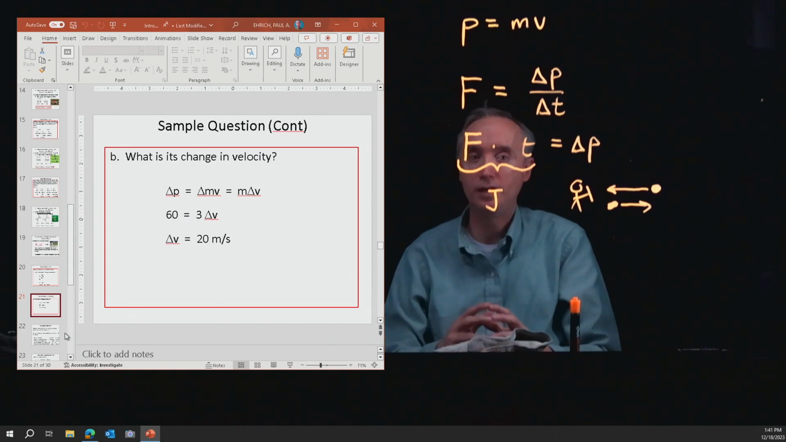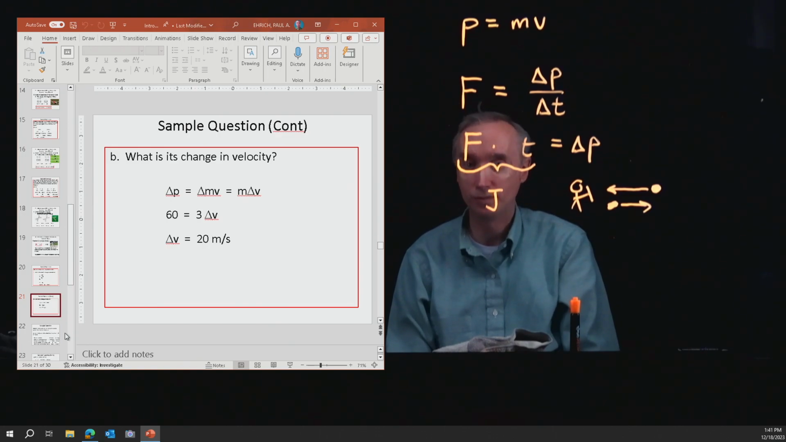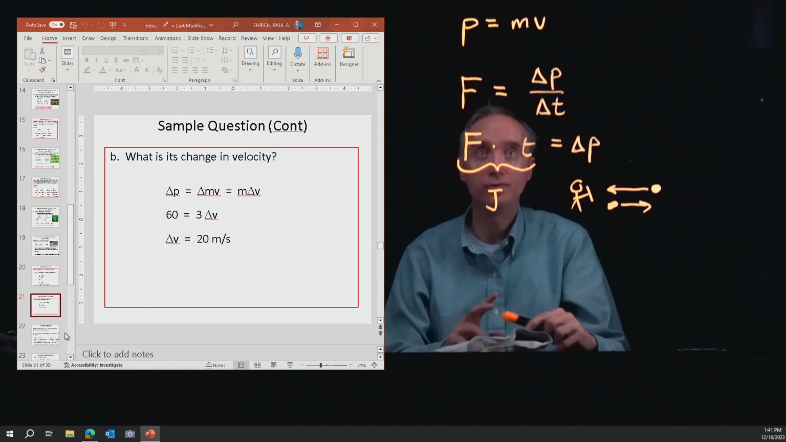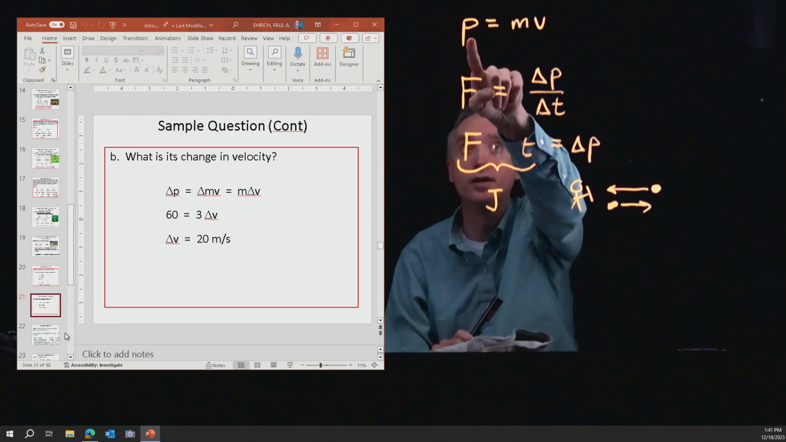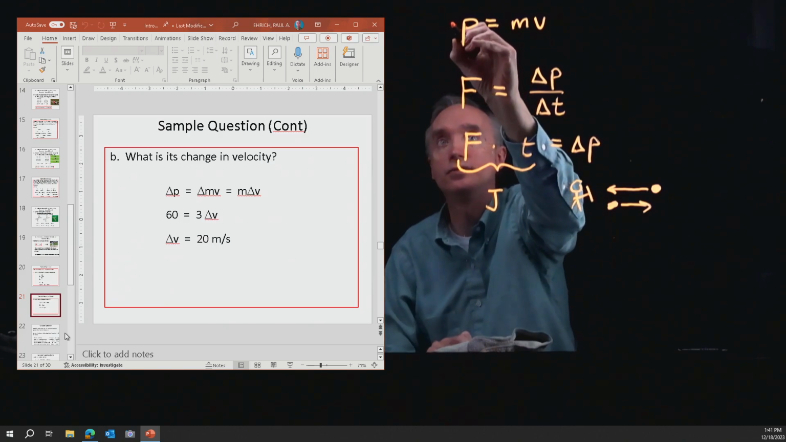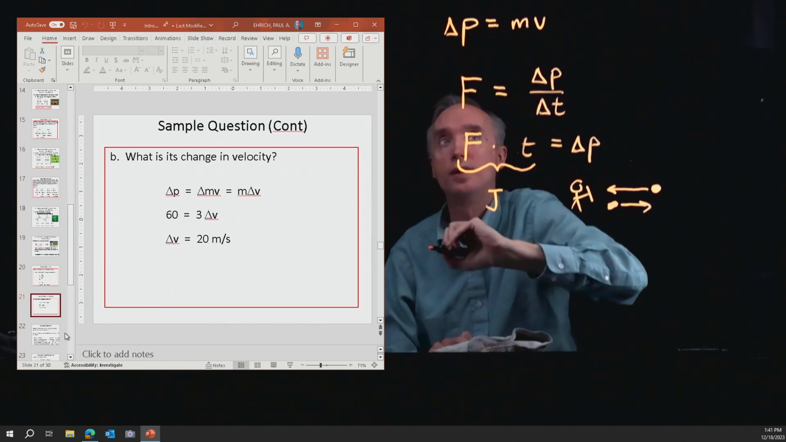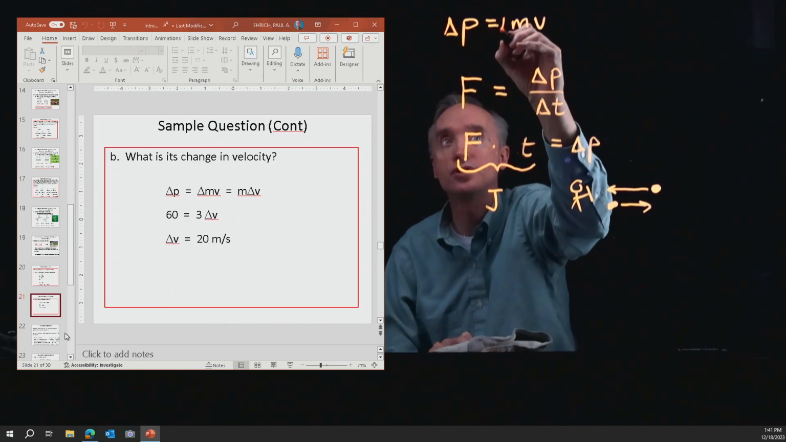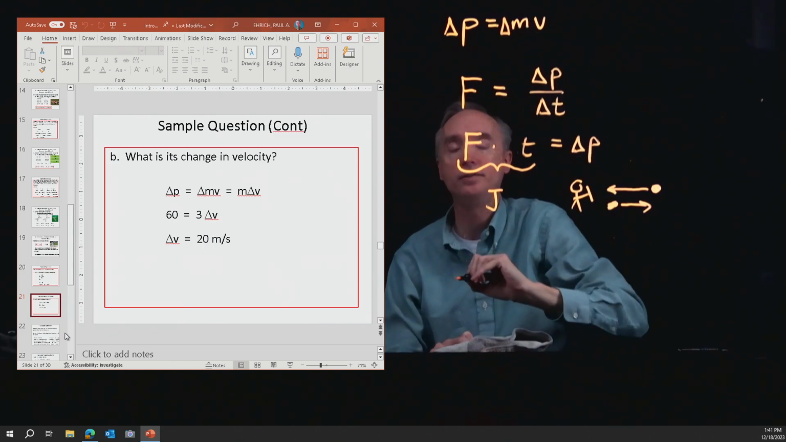Okay, part B. What is the change in its velocity? So now we know what its change in momentum is. What would be its change in velocity? So we're going to use the fact that momentum is equal to mv. So the change in momentum has to be the change in mv.